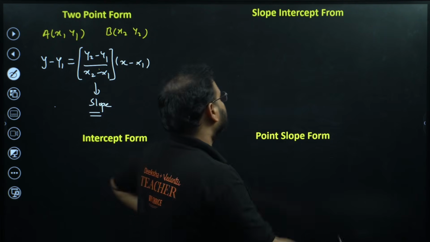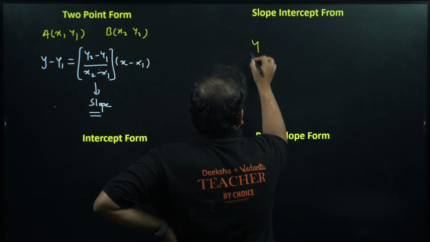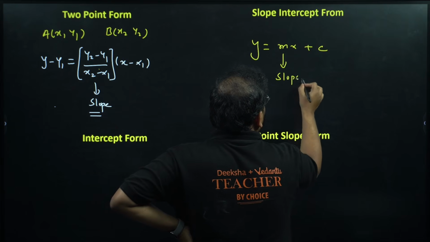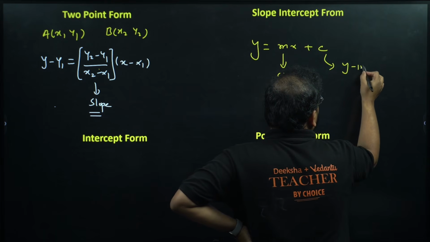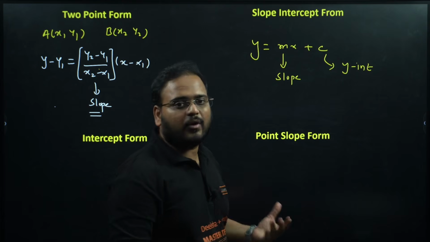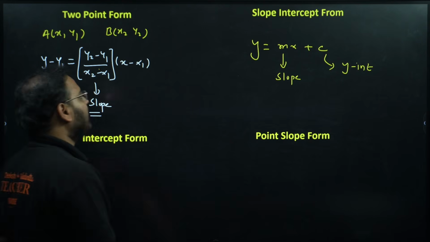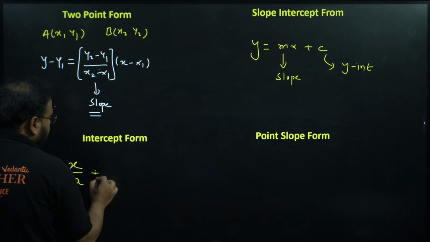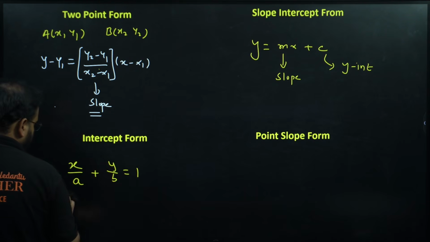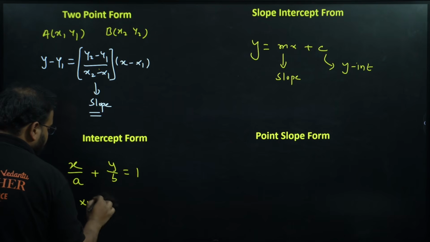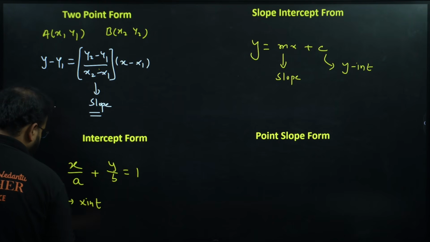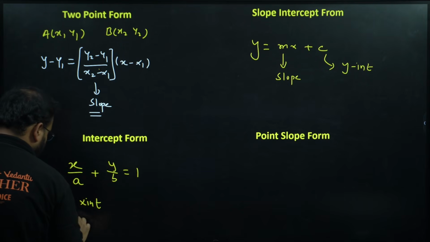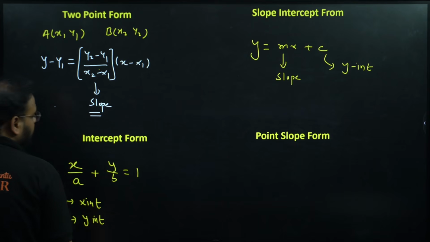So that is the two-point form. Slope intercept form, this is a very simple one: y equals mx plus c. M represents slope and c is the y-intercept. If you want to write in terms of x, you'll get x equals my plus c. In that case, you'll have a different effect. Intercept form, this is a very interesting one: x by a plus y by b equals 1, where a is the x-intercept and b is the y-intercept. This is the intercept form.